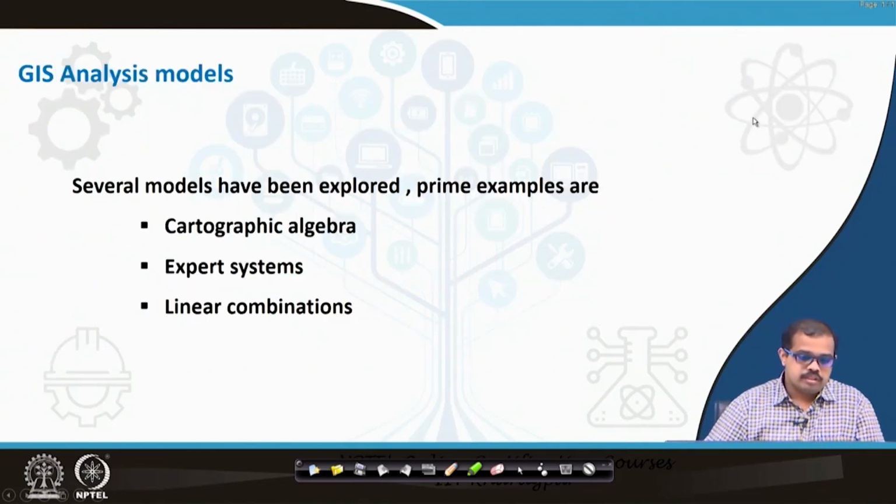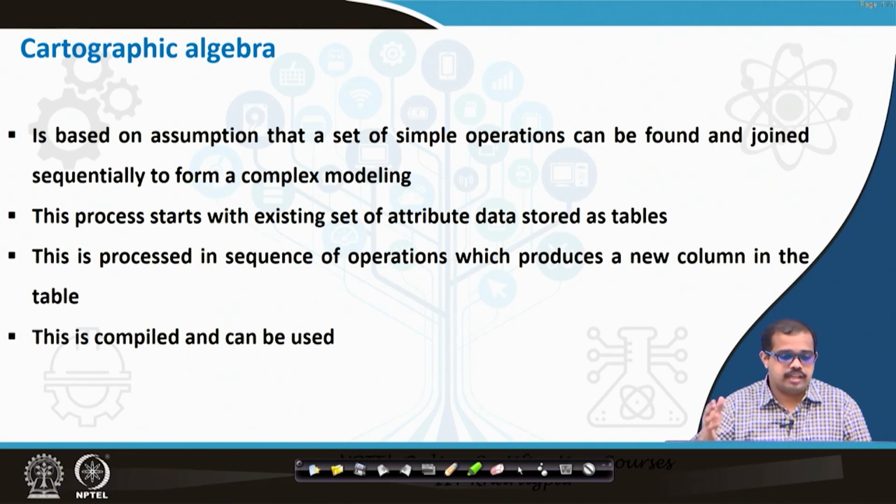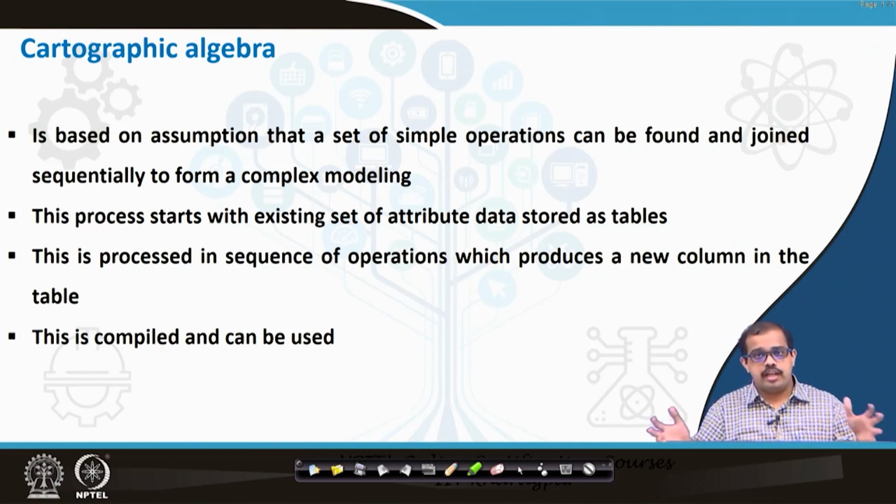Okay. Now, when you are looking at different models in a GIS, there may be several models. For example, there is cartographic algebra, there are expert systems, there is linear combination. You can even look at certain recent research articles where expert systems are used for different kinds of GIS analysis and analytical models. Cartographic modeling is based on the assumption that a set of simple operations can be found and joined sequentially to form a complex model. Which means you have a set of different models with simple algebra, and combining them will form a complex model with a complex algebra.